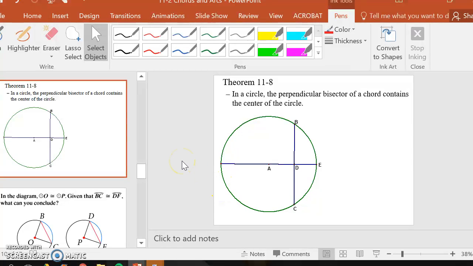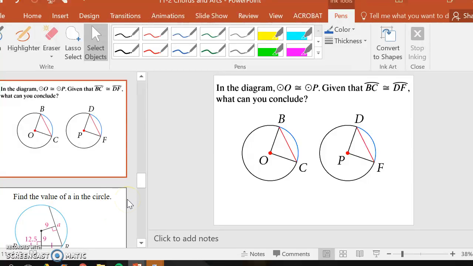So in this one: in a circle, the perpendicular bisector of a chord contains the center of the circle. Now, if we know this BD is congruent to CD, and we know this is a right angle, but we don't know that this is the diameter, we can basically conclude that AE is the diameter from that given information. Okay? Now, what I would like you to do is take a minute or two to try the examples applying these theorems, and then come back and watch the rest of the video.